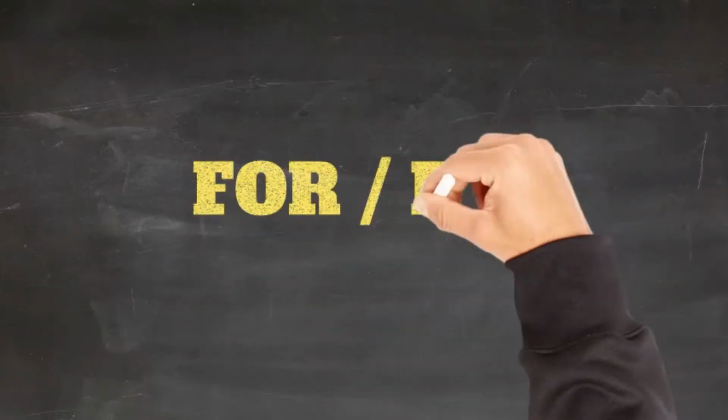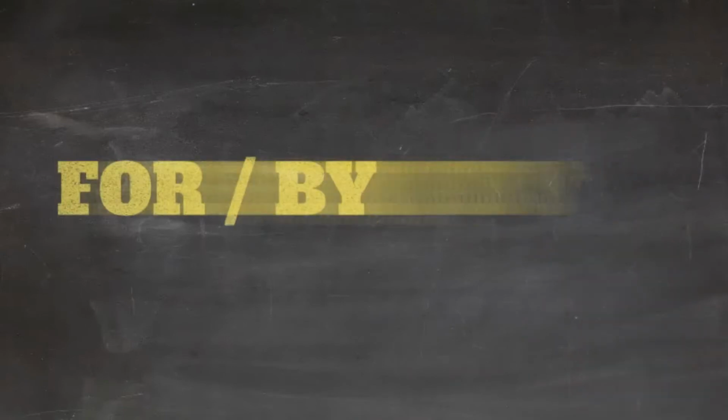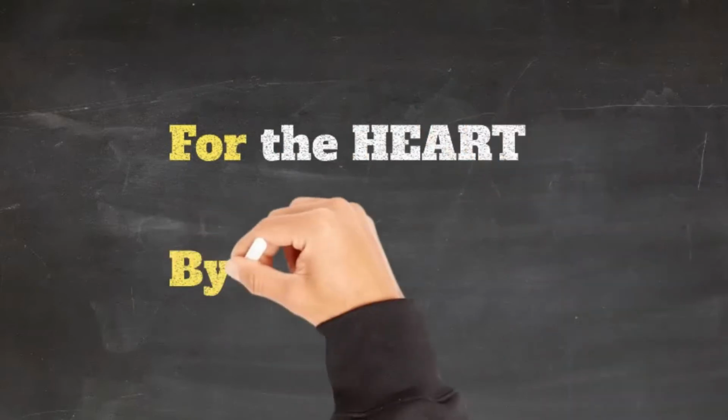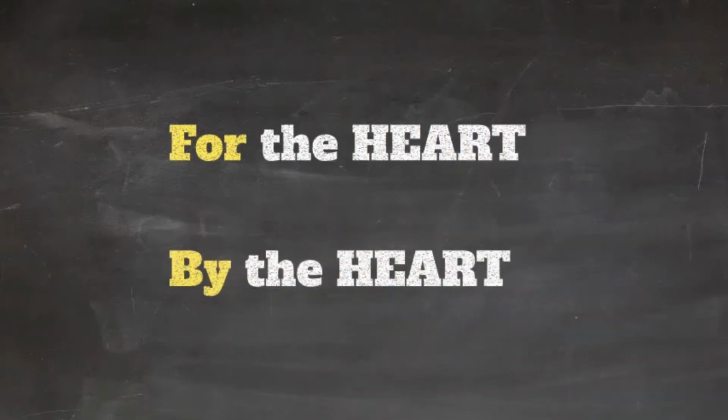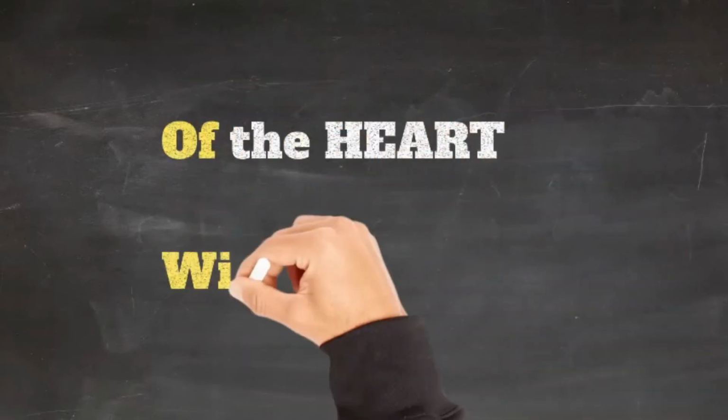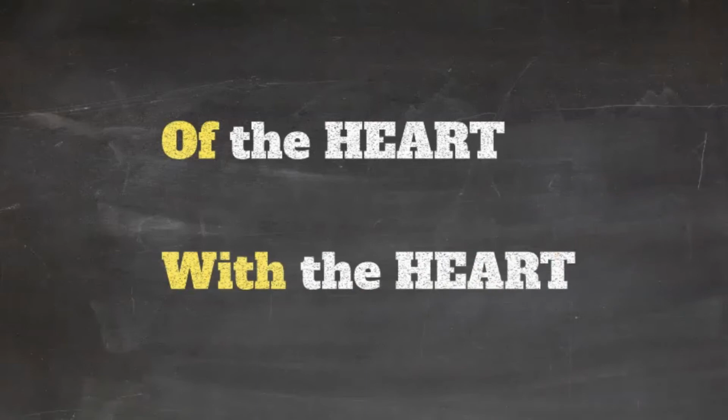For, and by are opposite prepositions. For example, whether I say, for the heart, or, by the heart. For, and by are opposite prepositions, but the same message is being conveyed. Or if I said, of the heart, or, with the heart, again, these are opposite prepositions but you still get the same picture in your mind.